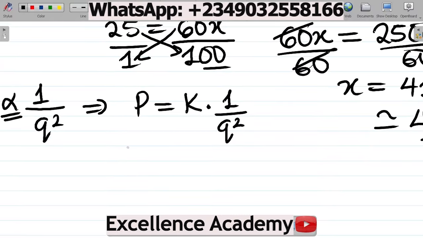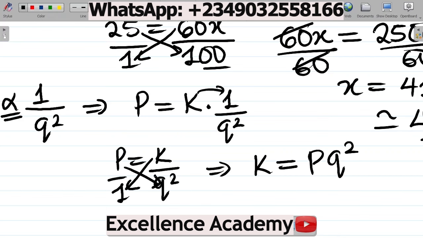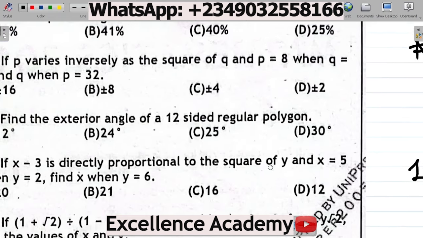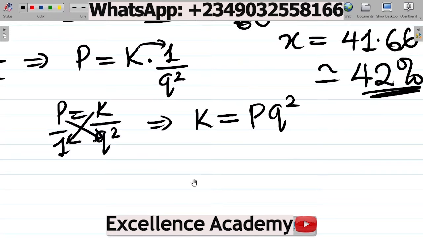So from here, you have that P is equal to K times 1, which is K, all over Q squared. From here, this is all over 1. K times 1 is K, equal to, this time this gives you PQ squared. So K is PQ squared. What are the values there? They said when P is 8, Q is 4.